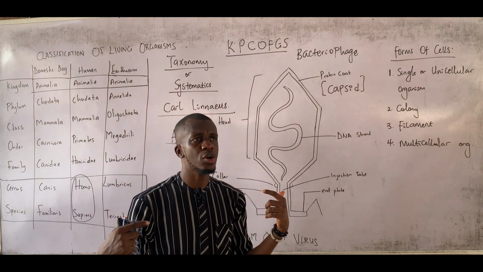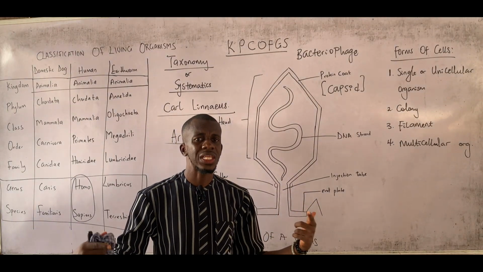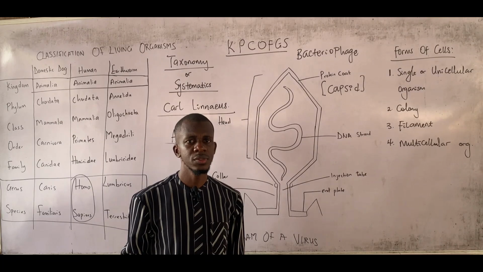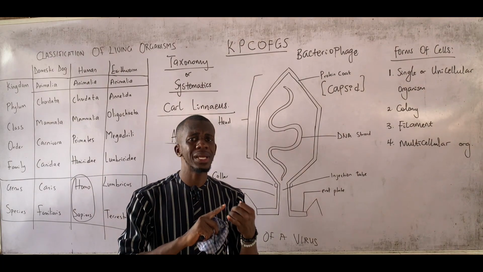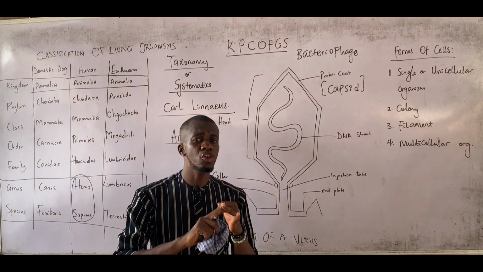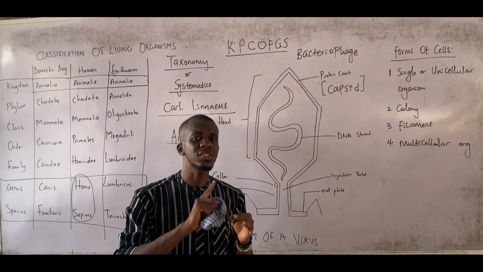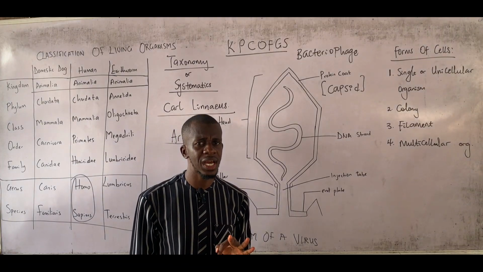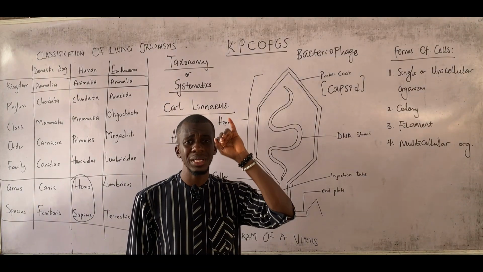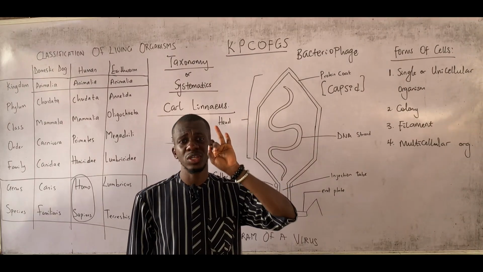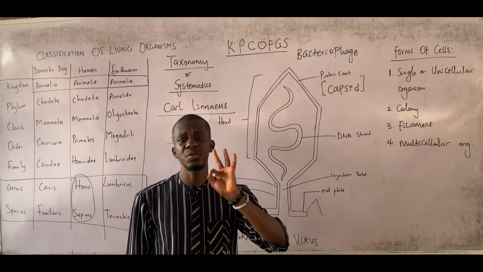And then in what we call proliferation, that is reproduction. So viruses can undergo metabolism, viruses can undergo growth, and viruses can reproduce. Please take note of that. A virus can undergo metabolism, a virus can undergo growth, a virus can reproduce.